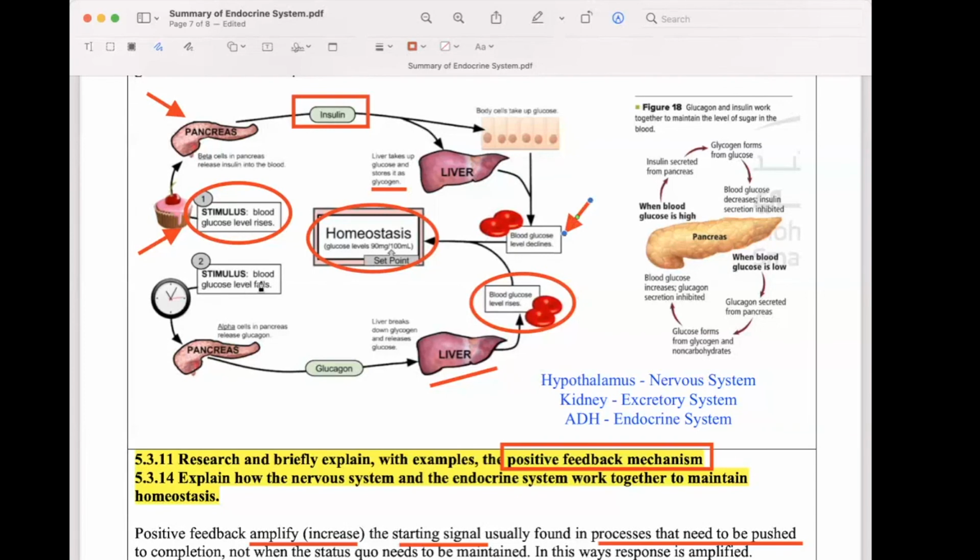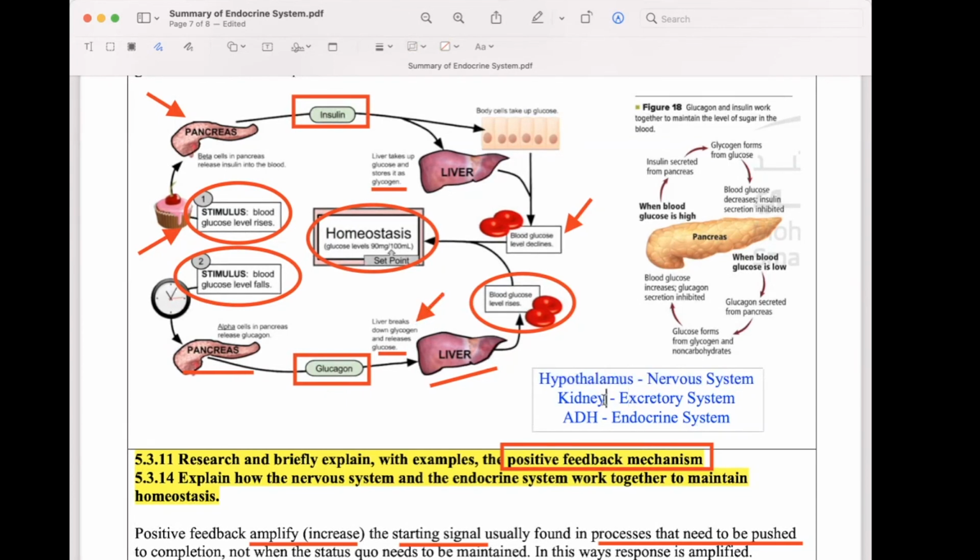On the other hand, if the stimulus is that the blood glucose level falls, your pancreas will release the opposite hormone, which is glucagon. It will act on the liver to break down the glycogen and bring the blood glucose back to normal. What systems are involved over here mainly, which you can see easily? Pancreas releases insulin and glucagon. So these insulin and glucagon are part of which system? Endocrine system.